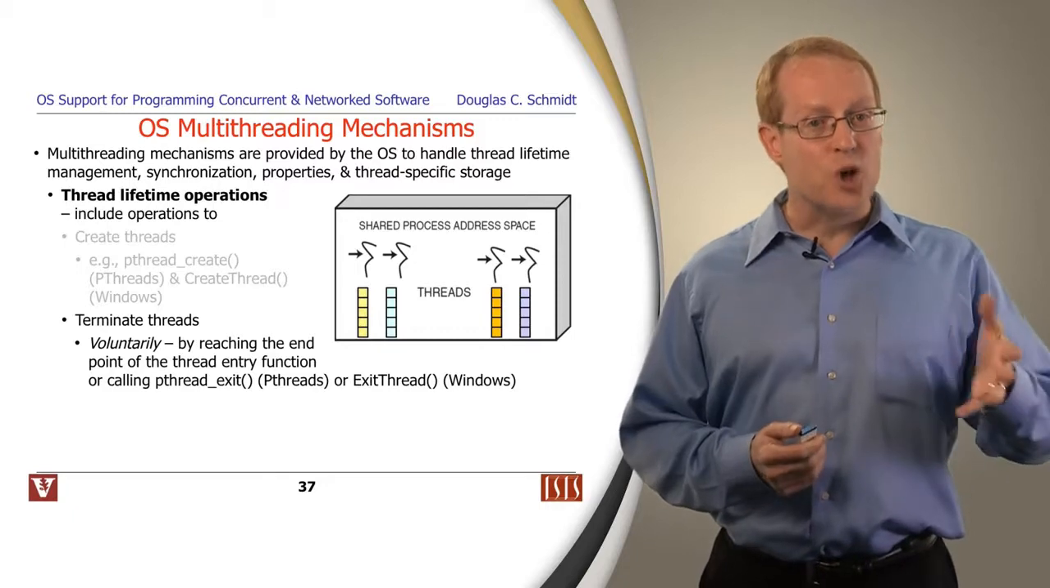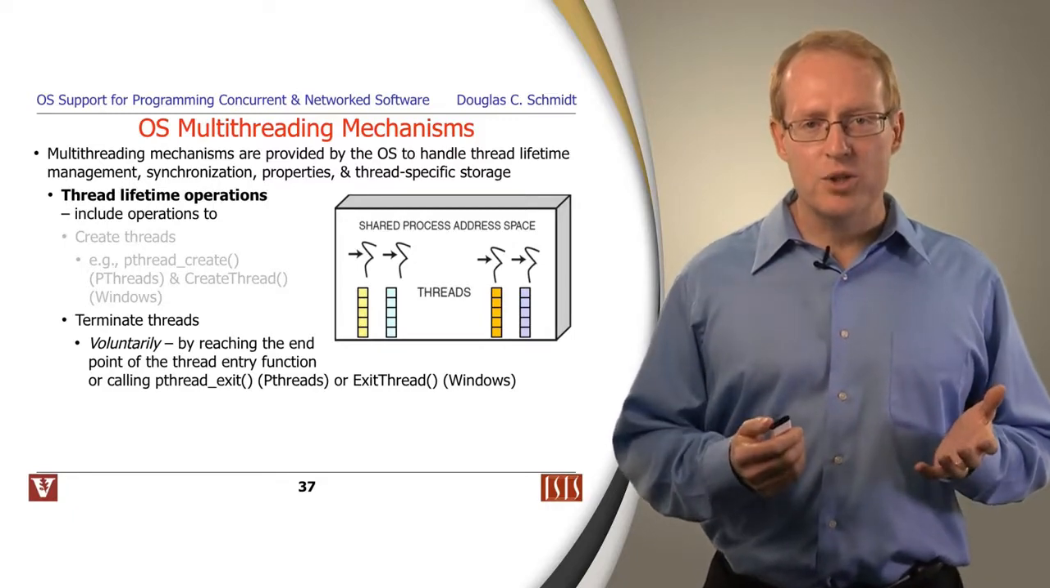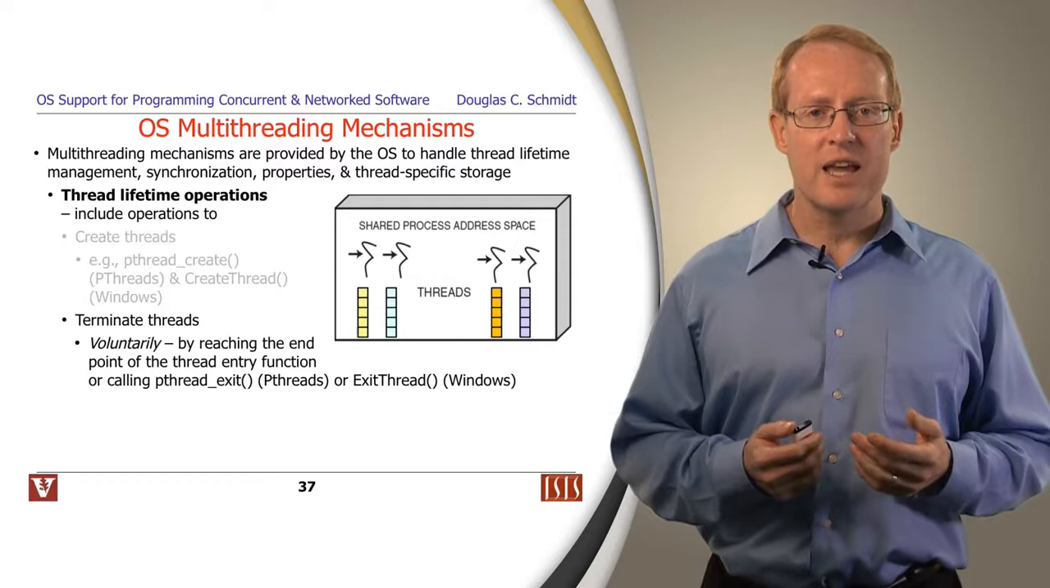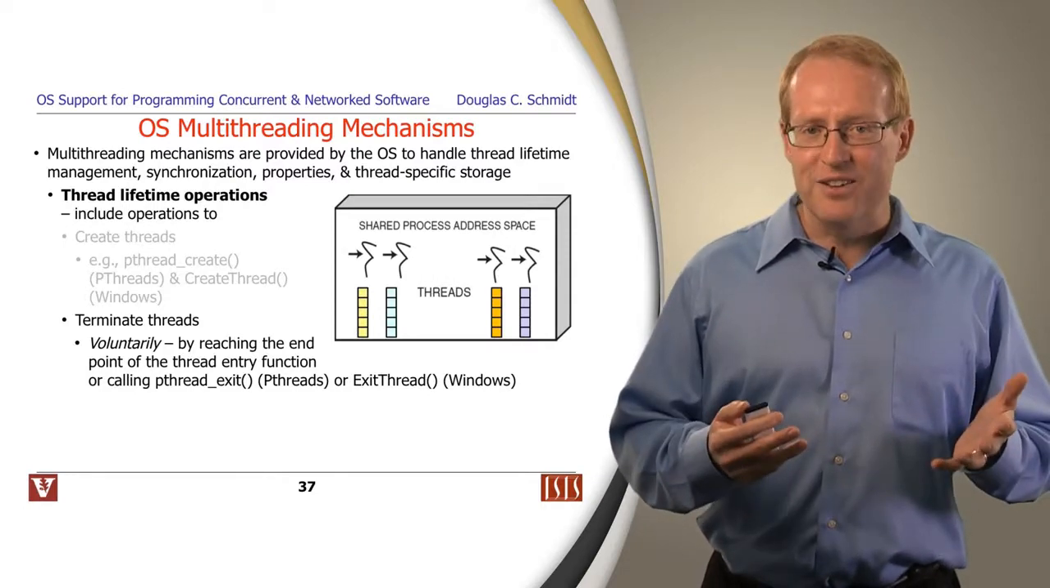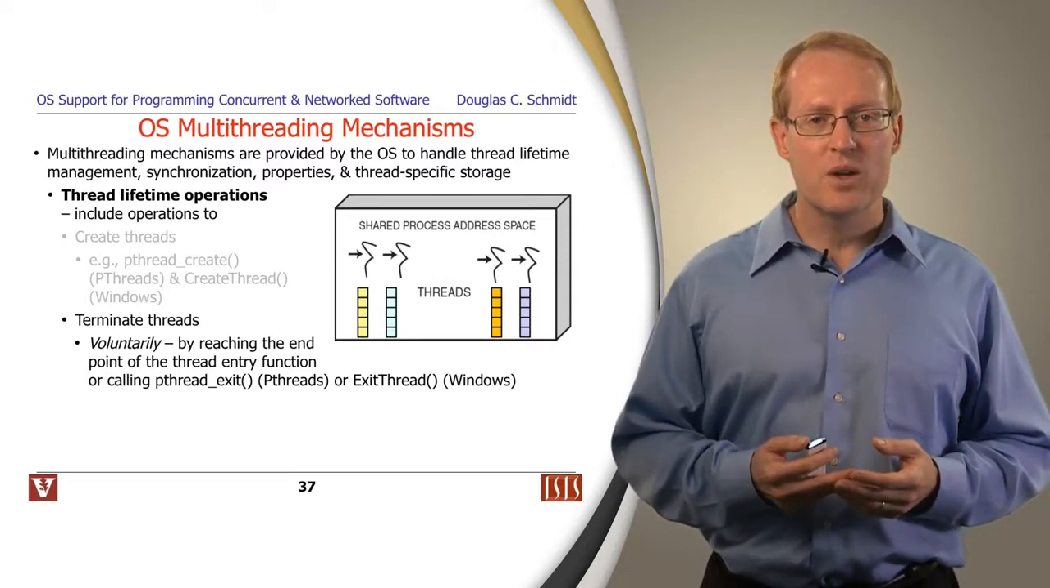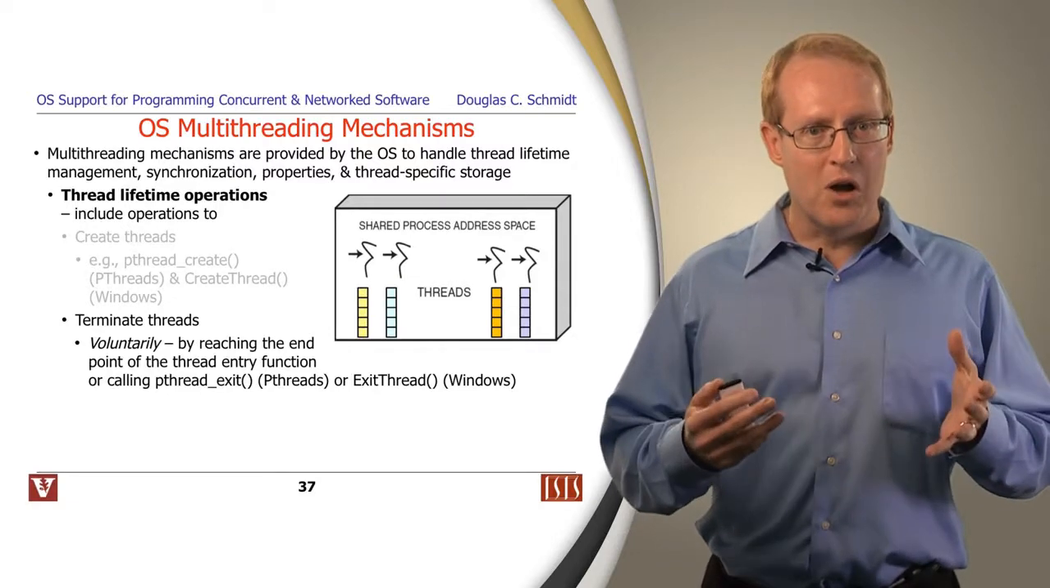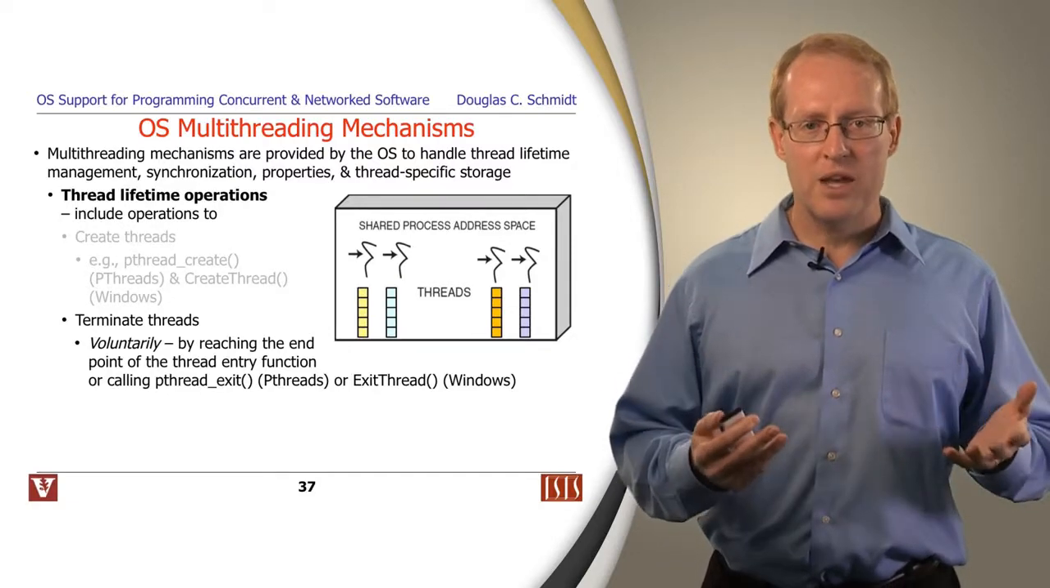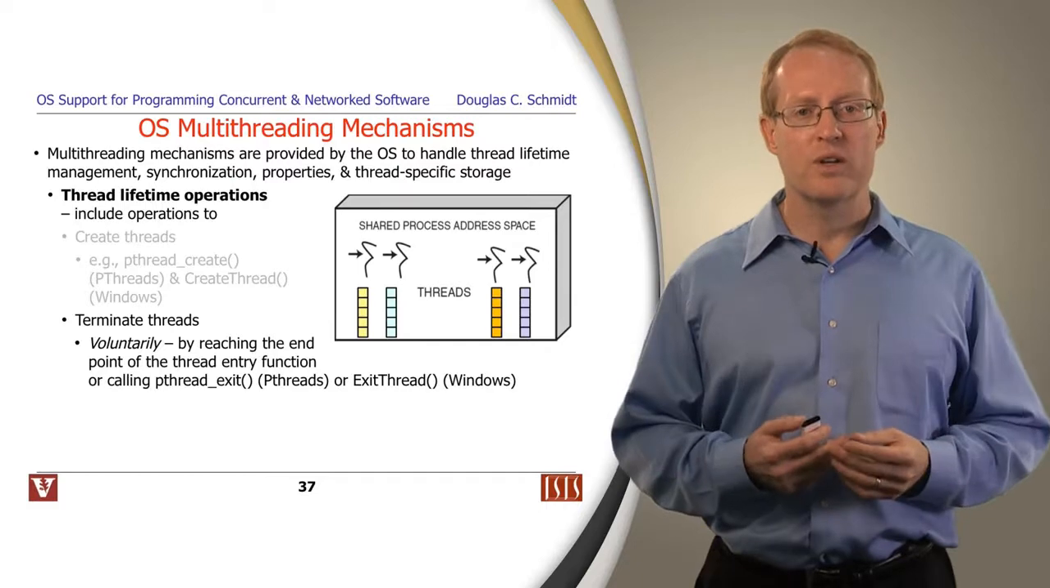There's also ways to terminate threads. You can have a thread terminate itself voluntarily, either by running off the end of the function that was used to launch it, or by having a thread call an exit function, like pthread_exit or ExitThread on Windows.